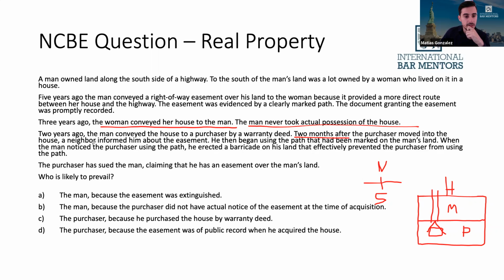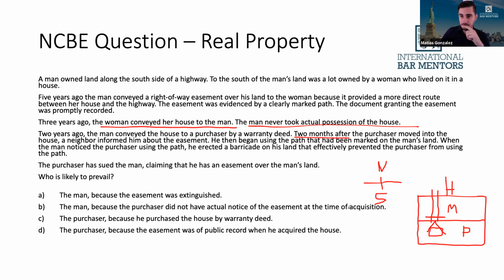a neighbor informed him about the easement. Okay, he then began using the path that had been marked on the man's land. When the man noticed the purchaser using the path, he erected a barricade on his land that effectively prevented the purchaser from using the path. So the man, basically, that's my barricade. The purchaser has sued the man, claiming that he has an easement over the man's land.